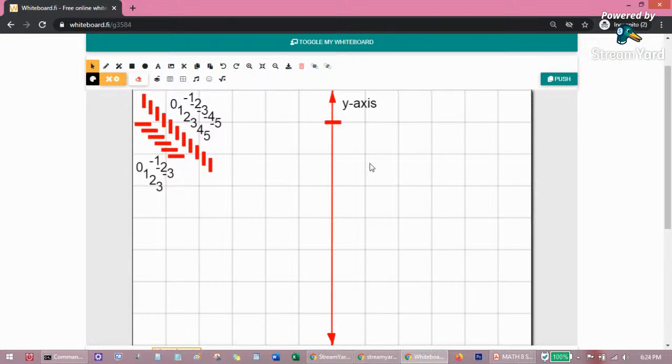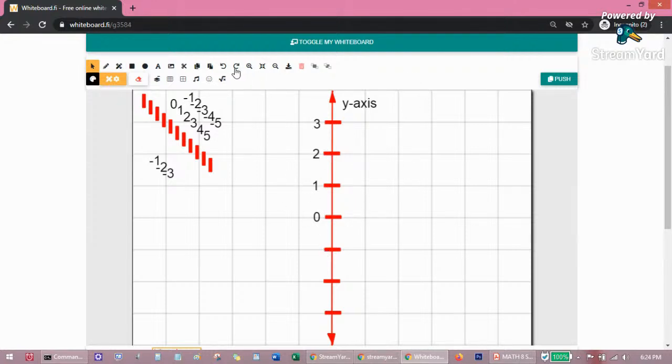Now, gagamitin natin yung mga linya sa notebook natin. Maglalagay tayo ng mga markers. 1, 2, 3, 4, 5, 6, 7. Okay, yun ang mga markers natin. Then, yung pinaka-center is 0. Next is 1. Positive 2. Positive 3. So, lahat ng mga positive numbers ay nasa taas ng 0.